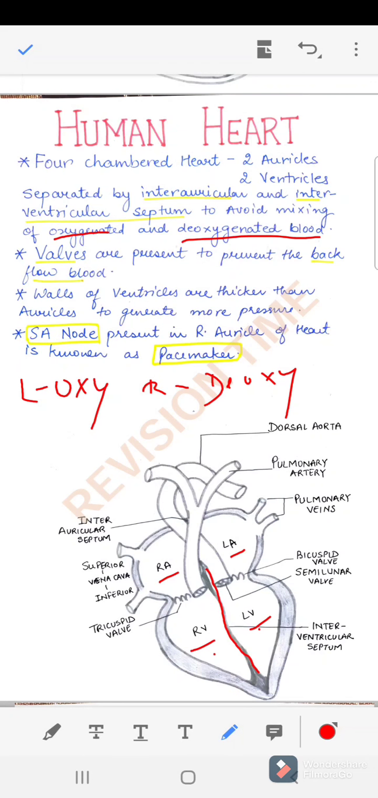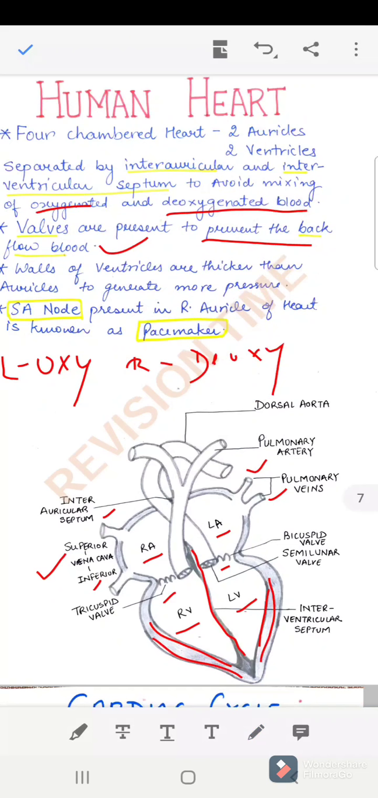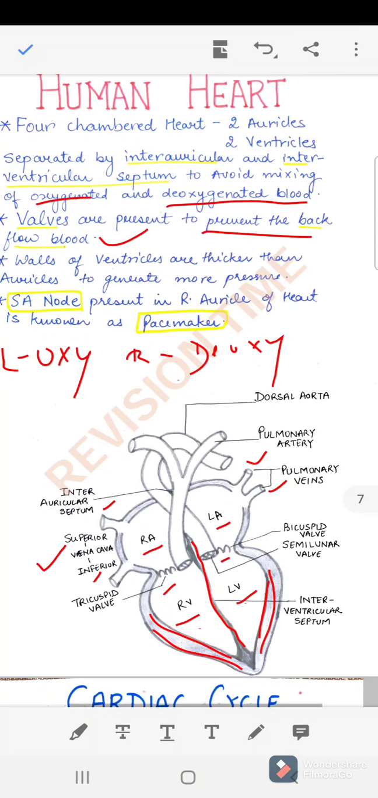Also we can see here we have the vena cavas. The upper one is the superior and the lower one is the inferior vena cava. And here on the left side we have pulmonary veins. We have the bicuspid valves and the tricuspid valves. And the function of these valves is the prevention of the backflow of the blood. Also we can see that the walls of the ventricles are thicker than the walls of the auricles. And this thickening of the ventricular walls will generate the pressure in blood.